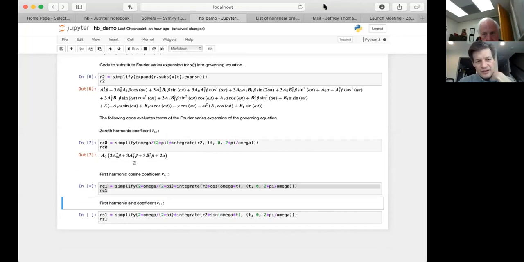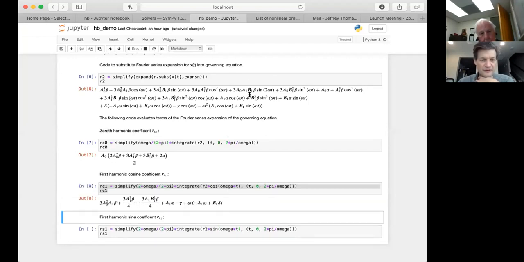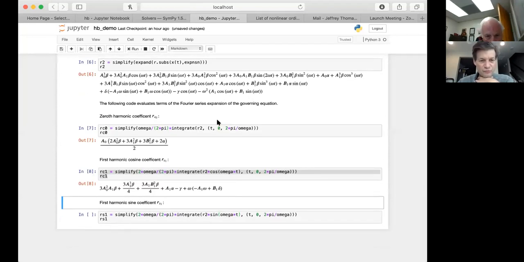I think the one thing with SymPy compared to Mathematica and Maple is it seems a lot slower in my experience. But you know, you can't complain too much because it is free. See if it should pop up here in just a second. Yeah, there it is. So there's the expansion for the first coefficient for the cosine first harmonic term, and I'll hold off on doing the sine term.